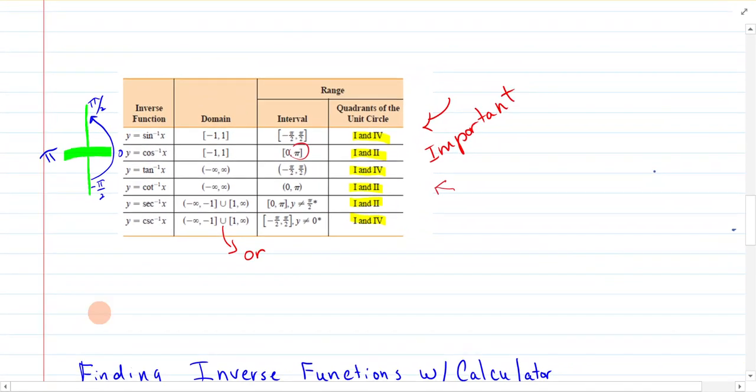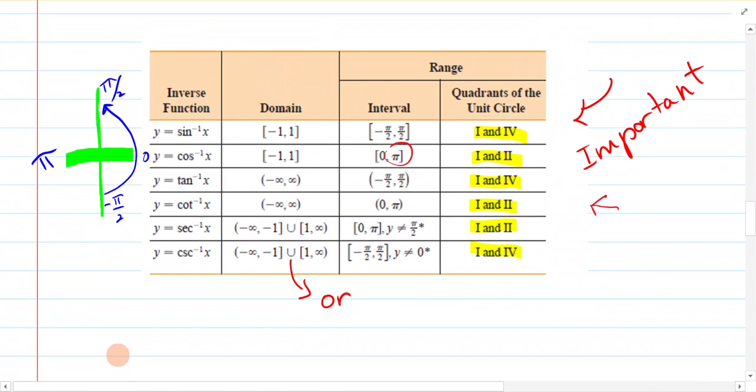This little chart could be really helpful. Here are all the inverse functions and their domains, the interval that they're on, and what quadrants of the unit circle they occur in. So you need to remember that inverse sine only exists in quadrants 1 and 4, and inverse cosine only in 1 and 2. So there are some important parts to reference in that little chart.